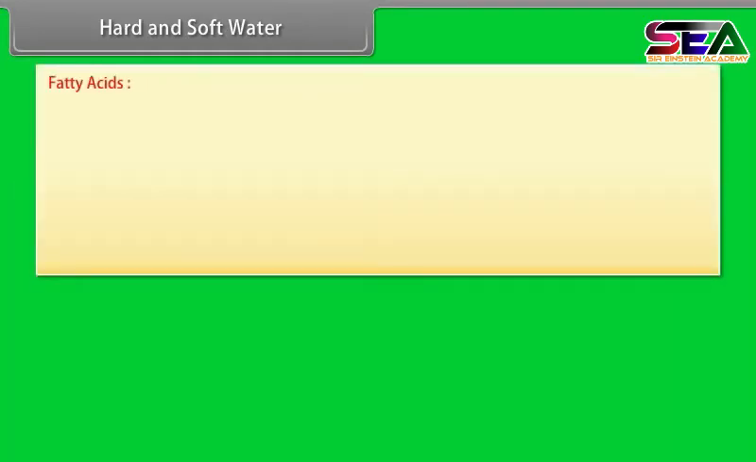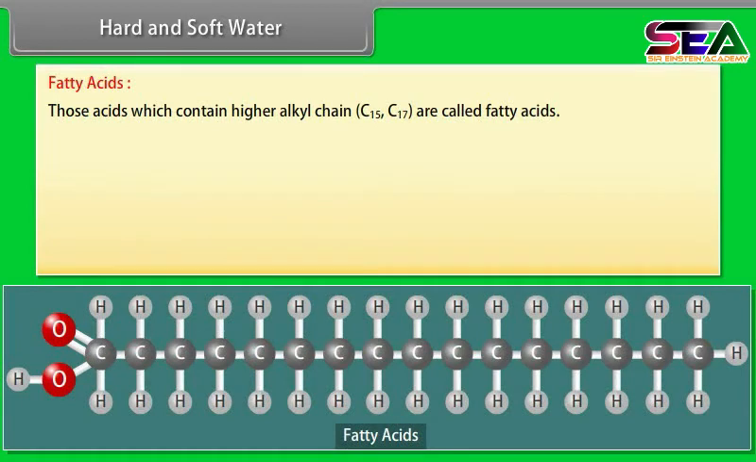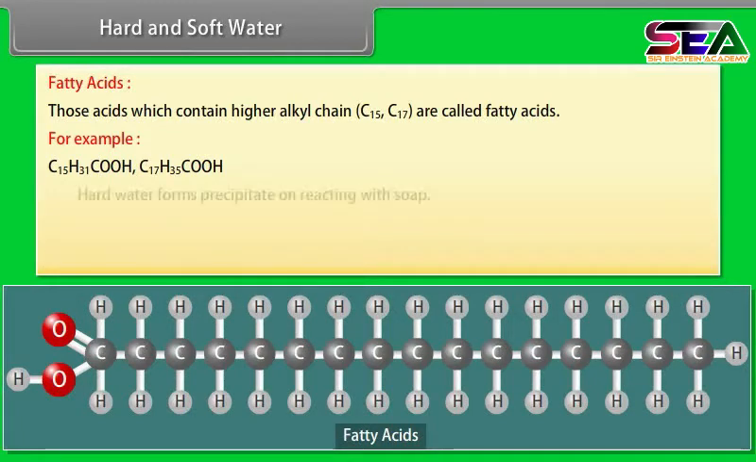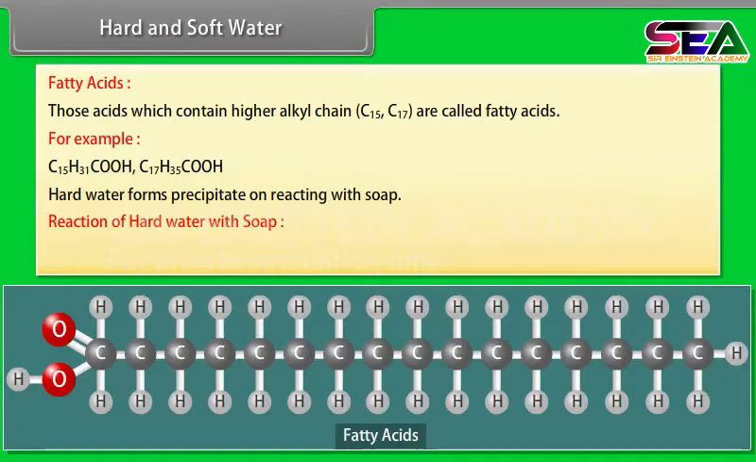Fatty acids. Those acids which contain higher alkyl chain are called fatty acids. For example, C15H31COOH, C17H35COOH. Hard water forms precipitate on reacting with soap. Reaction of hard water with soap.